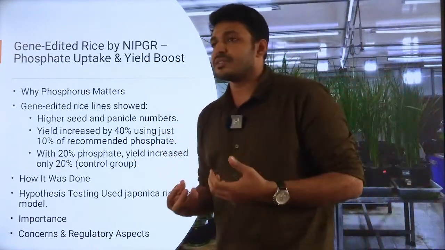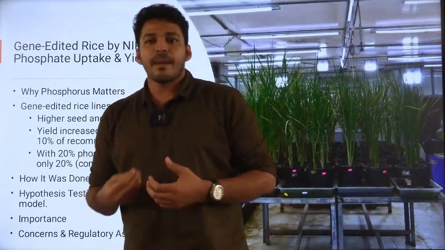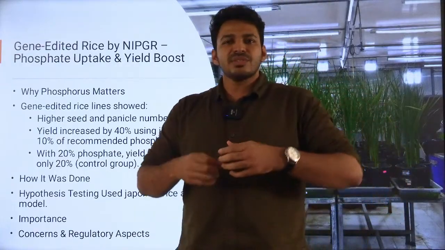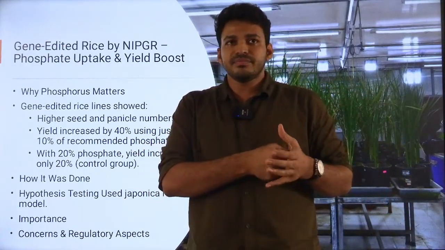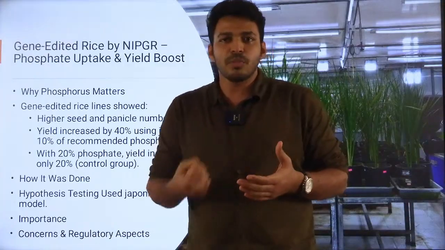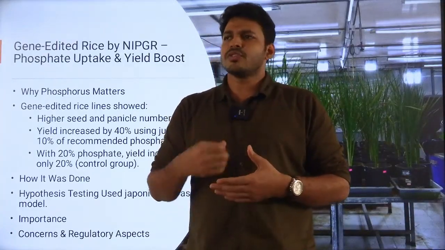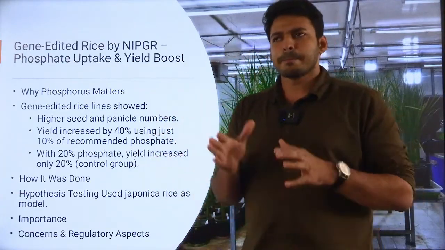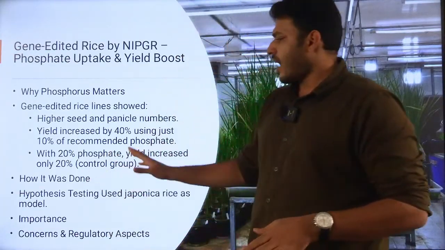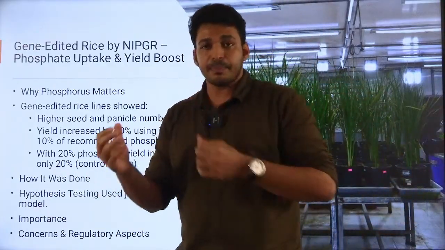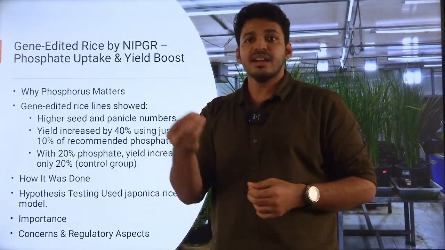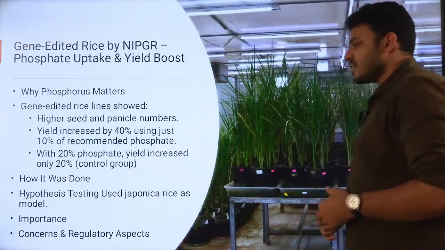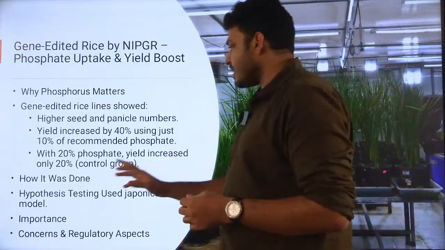Earlier, whatever phosphorus fertilizers we applied in the soil, the plant absorbed only a very limited amount, and the rest of the phosphorus was either leached to the water bodies or stayed in the soil. So how was it done? We edited the suppressor gene of phosphorus transfer to the shoot. The hypothesis was tested using japonica rice as a model.